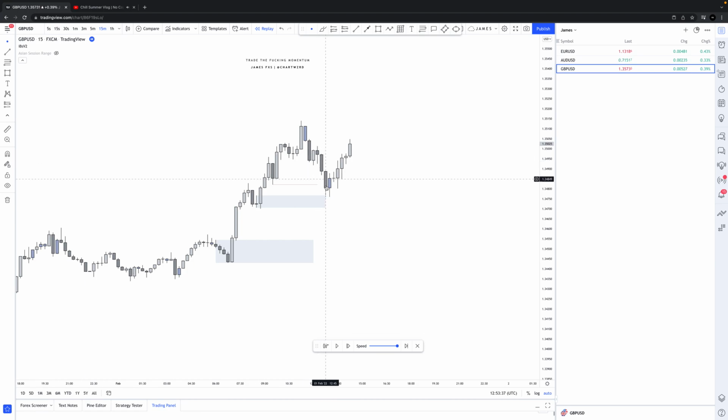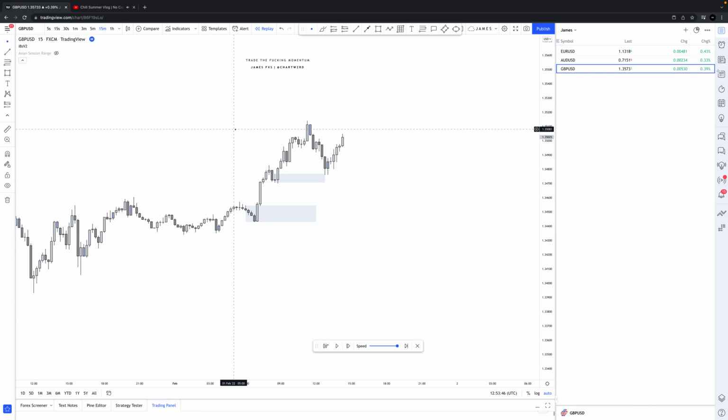Okay, what does price do? Comes down, sweeps that inducement and comes into this area. So now we're playing with a really high quality area here. Okay, and it's just simple as that. And it's a really simple concept, but it's one that really is so powerful once you understand.